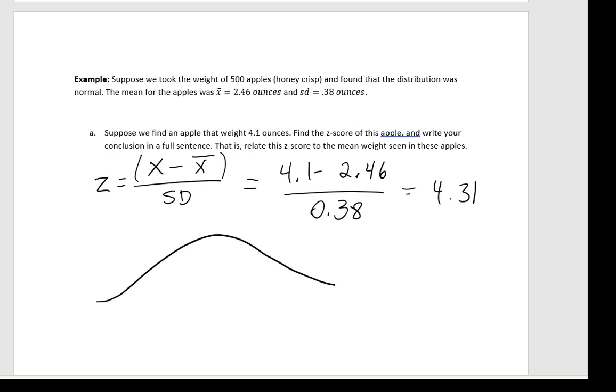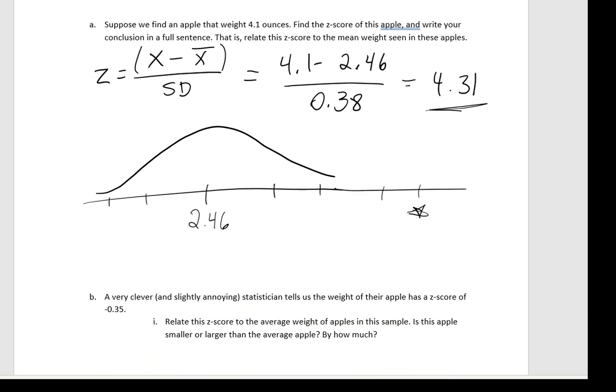So remember, something is going to be unusual if it's more than 2 standard deviations away. So this z-score tells us that it's more than 4 standard deviations away. So let's look at the normal curve and see where that is. So the center is going to be the average of 2.46. So that would be all the way out here. So for a conclusion, we're going to say that this apple is unusually large.